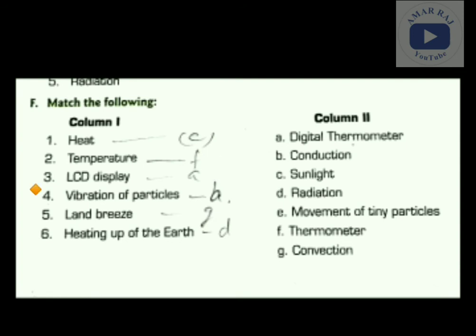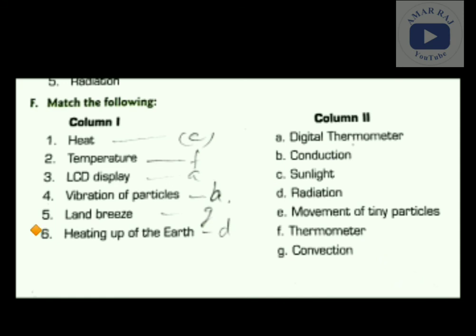Now 4, vibration of particles, you will match it with B, that is conduction. Vibration of particles is related with conduction, because in conduction, the mode of transfer of heat, particles do not actually move, they only vibrate around their mean position. Now 5th, land breeze, you will match with G, that is convection. Land breeze is a process of natural convection, a process related with convection in nature.